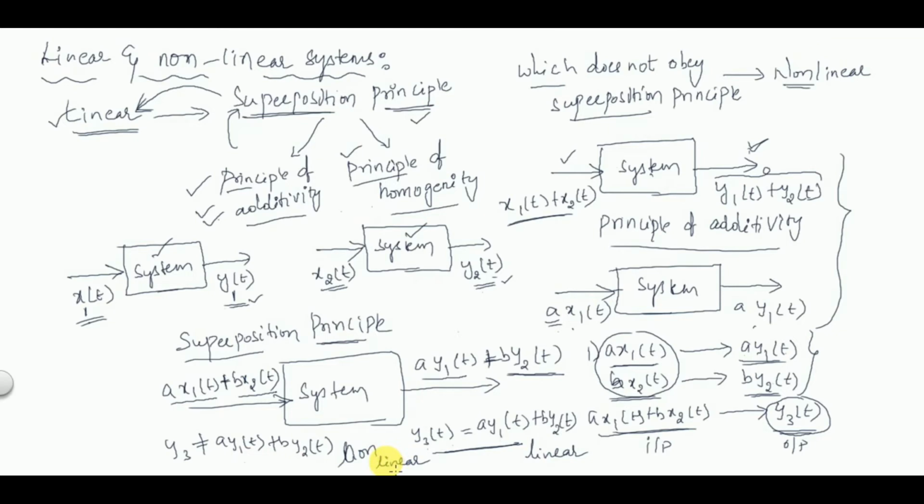Okay, so next we will see some examples to find whether the given system is linear or not. So first example, y of t is equal to x of t into x of t minus 2. Okay, x of t into x of t minus 2.